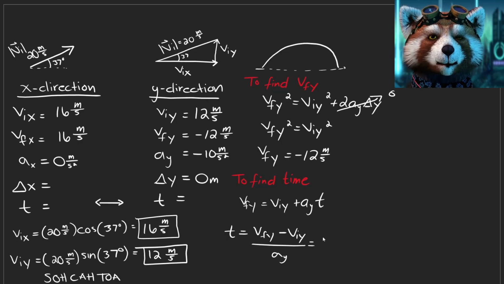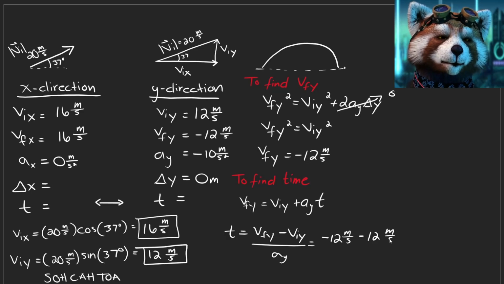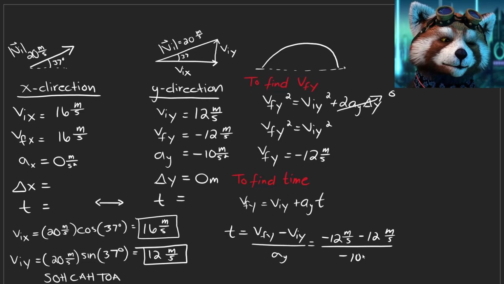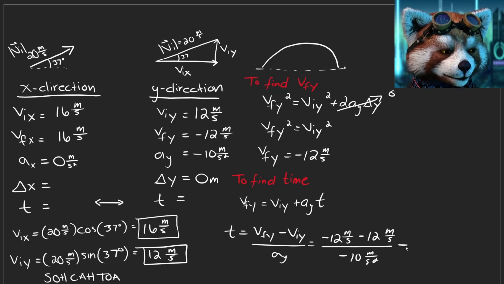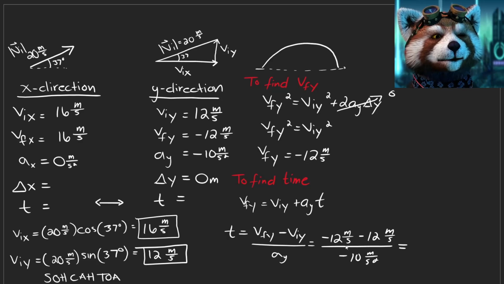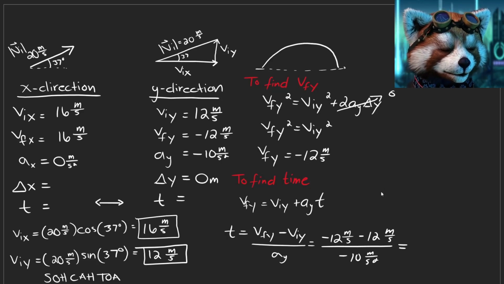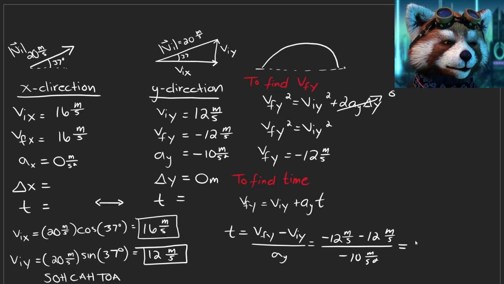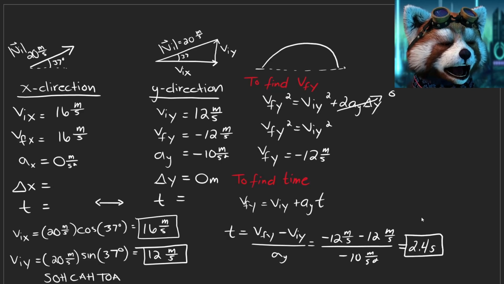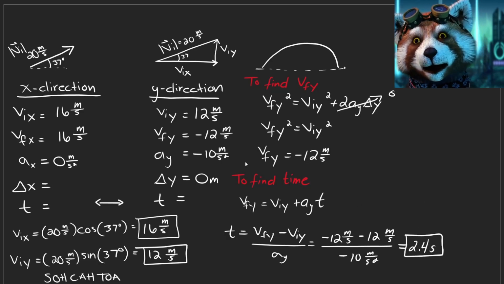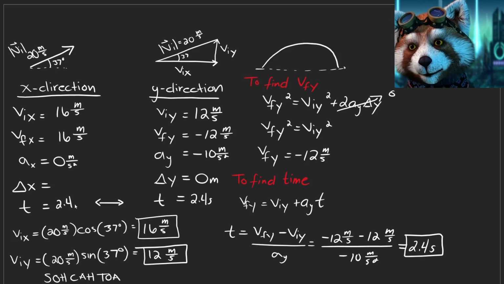Okay, so velocity final in the y, which is minus 12 meters per second, minus 12 meters per second, divided by negative 10 meters per second squared. Our units work out, so let's see. This is minus 24 divided by 10. So what do we get? 2.4 seconds. And we can go ahead and put a big old box around that. So 2.4 seconds.